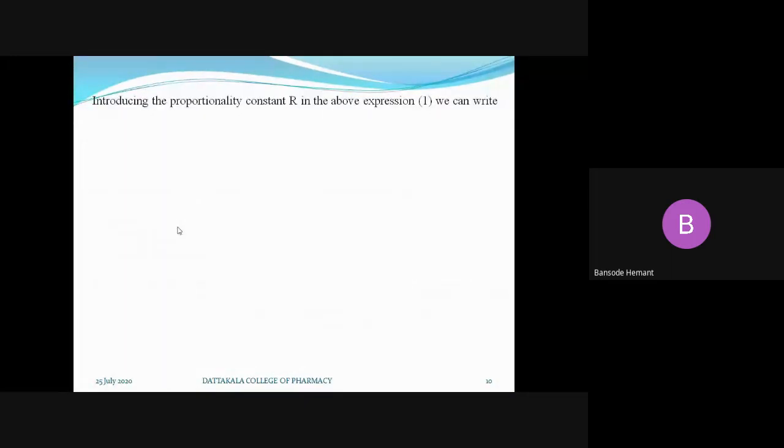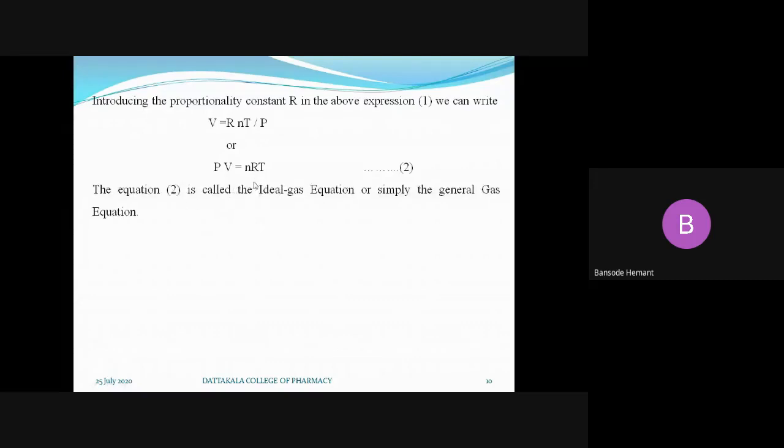Again, to replace the proportional sign and insert the constant in equation 1, we can write V is equal to nRT upon P. By simple mathematical operation, we can write PV is equal to nRT. This equation 2 is called the ideal gas equation, or simply the general gas equation.